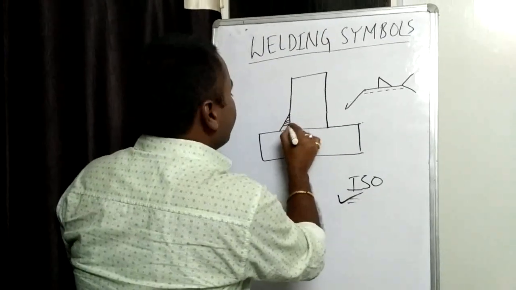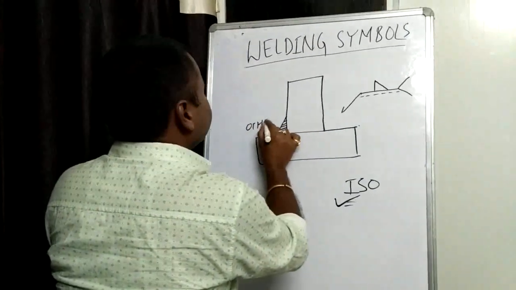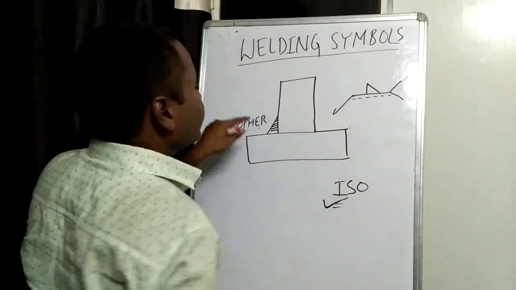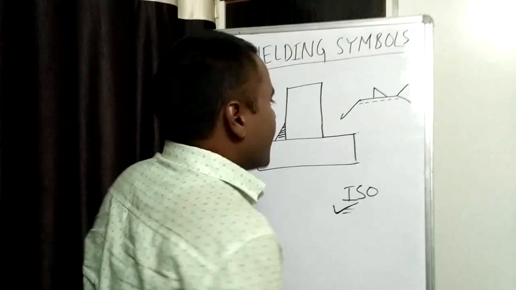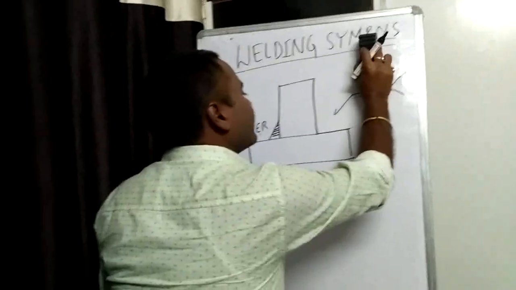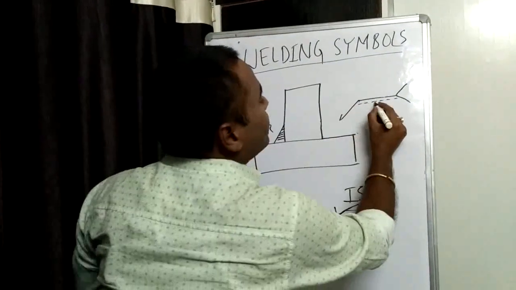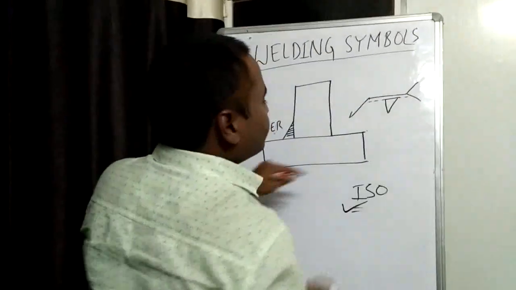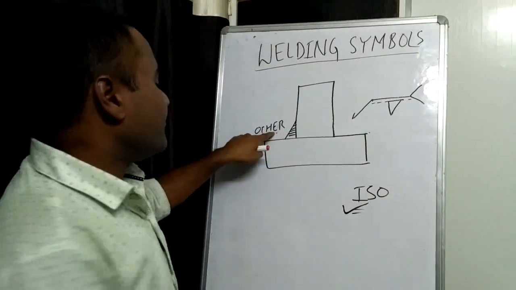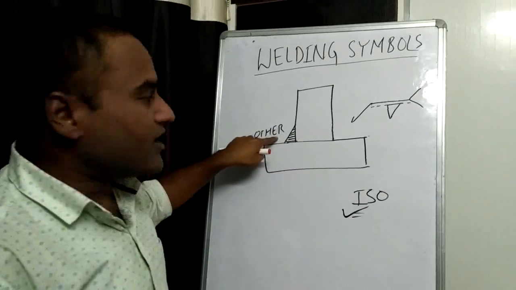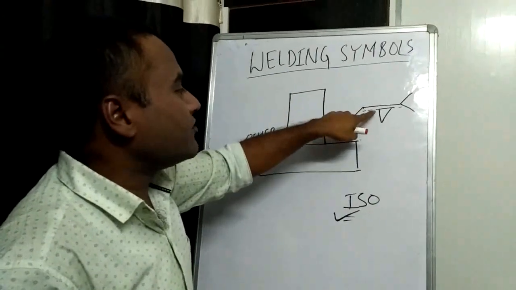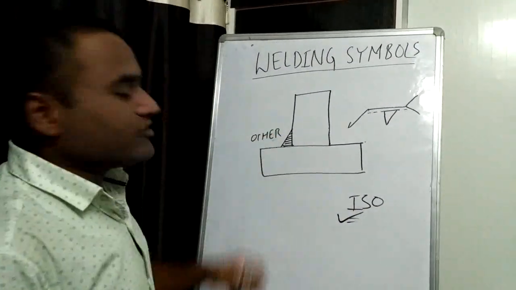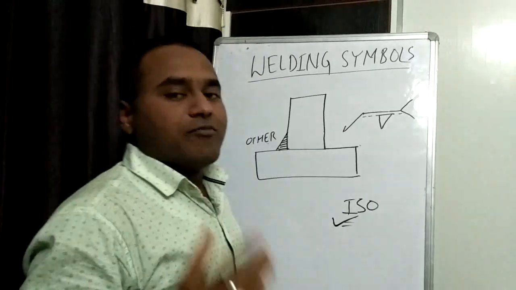Now if we have to weld on the other side, this is our other side. To weld the other side, we have to show this fillet symbol below the reference line, on the dotted line. Not on the solid line, but on the dotted line. For other side welding, the fillet symbol shall be provided below the reference line on the dotted line. So I hope this is clear to you. Now we will take an example of a butt joint.